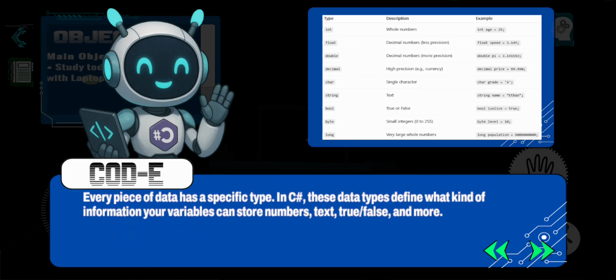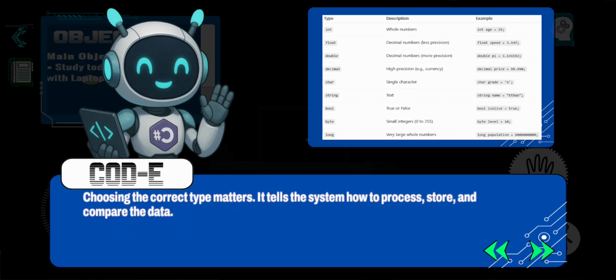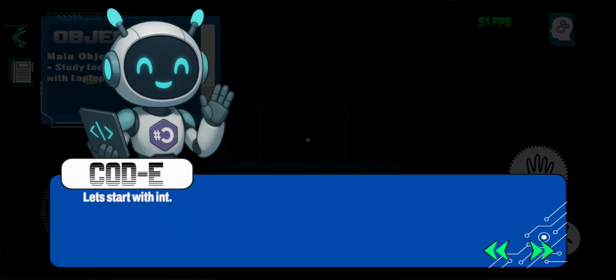Every piece of data has a specific type. In C#, these data types define what kind of information your variables can store: numbers, text, true, false, and more. Choosing the correct type matters. It tells the system how to process, store, and compare the data. Let's start with int.